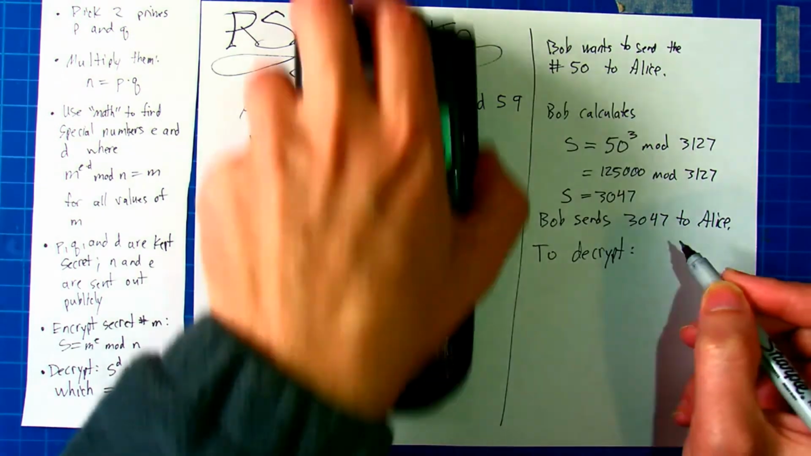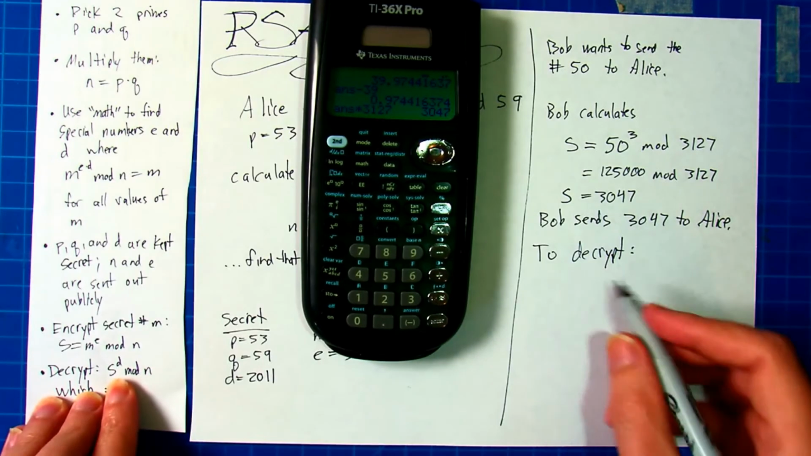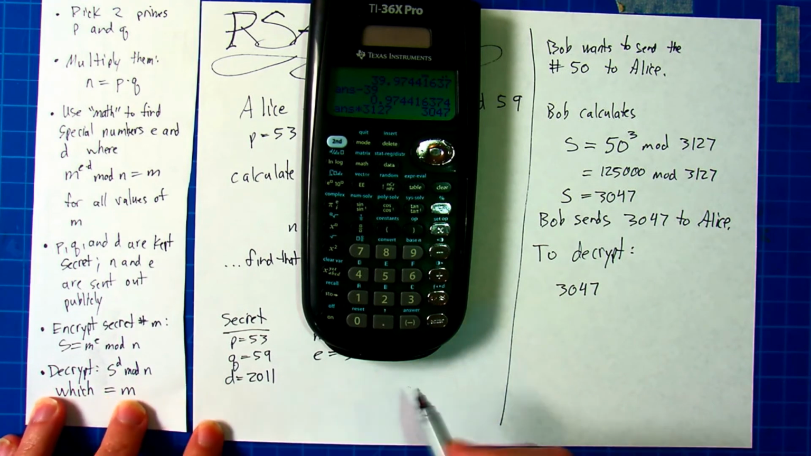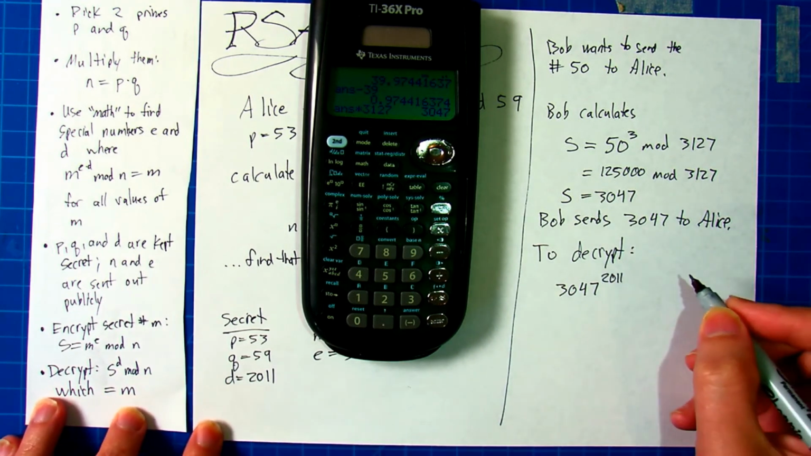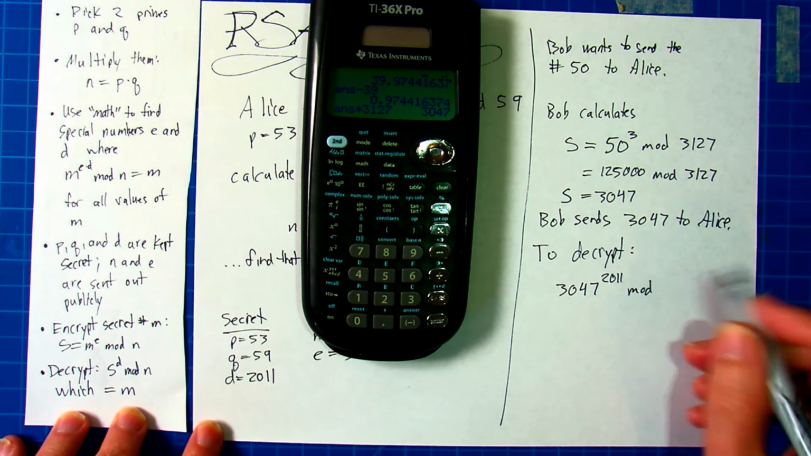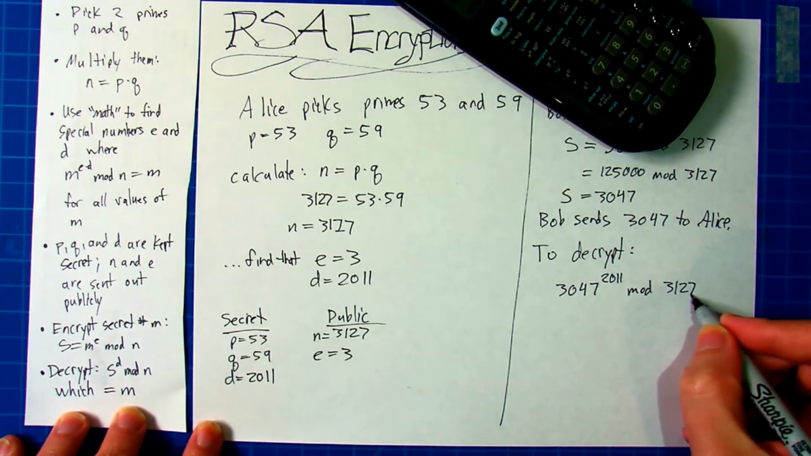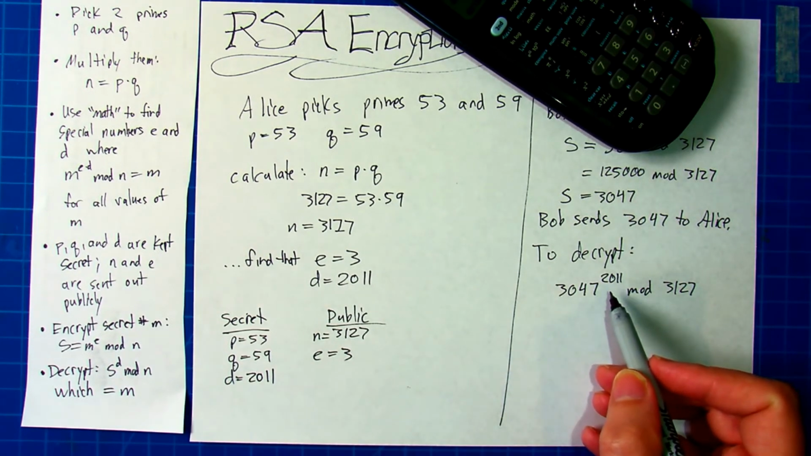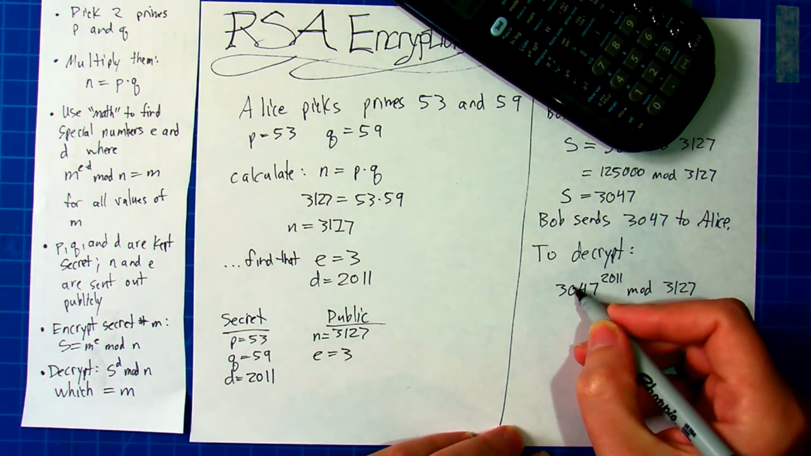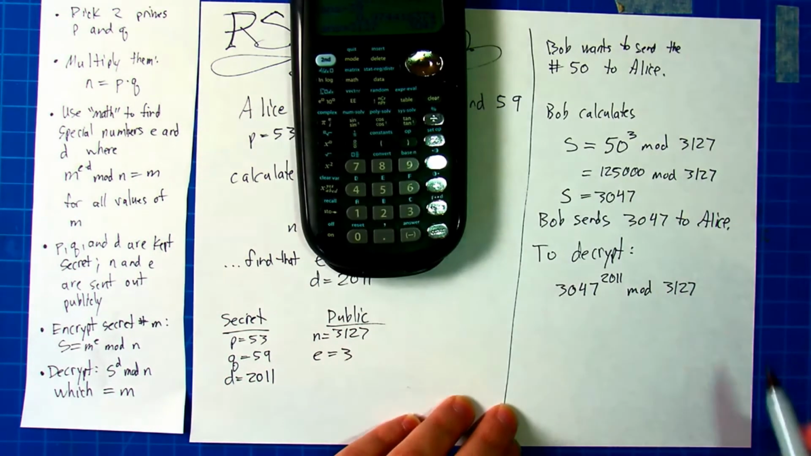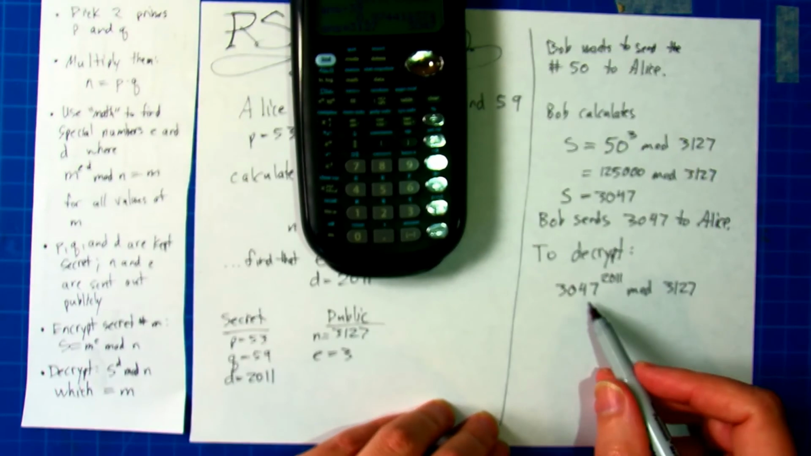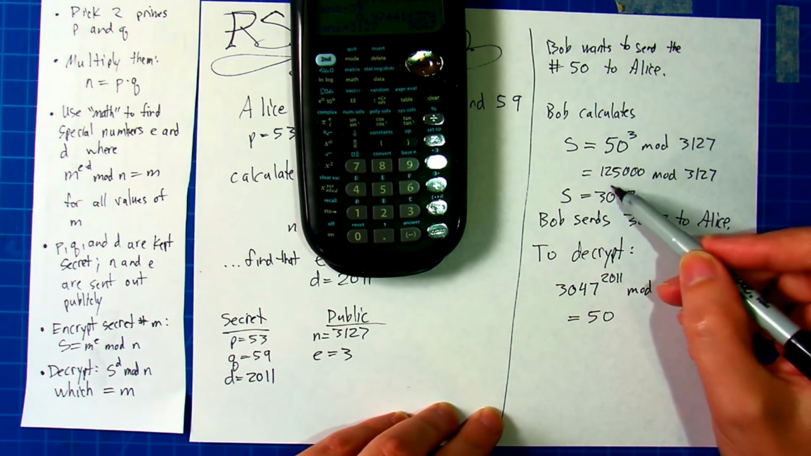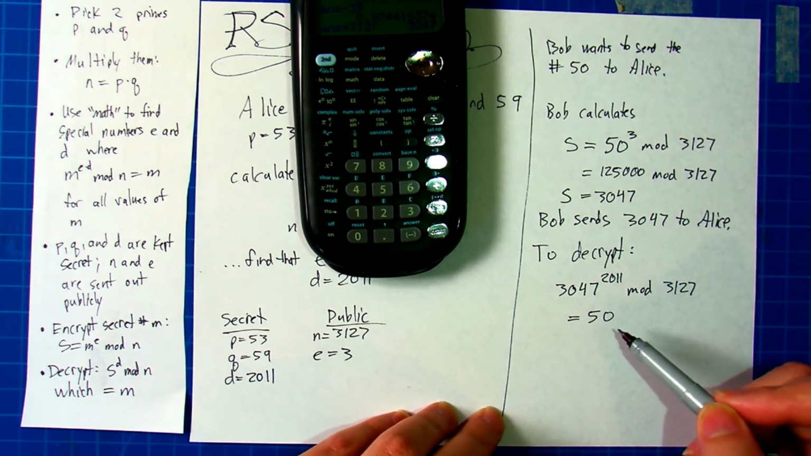So Bob sends 3,047 to Alice. To decrypt, we'll go over here. Alice is going to compute S, which is this number, 3,047, to the power of D. D is Alice's secret number that no one else knows, to the power of 2011, mod our special number N, which was 3,127. This 3,047 to the power of 2011 is not something we can do with a standard calculator, but a computer can do it just fine. But the point is that when you do this, this works out to 50. So Bob encrypts the number 50 this way, Alice decrypts it this way, and you get the number 50 back.